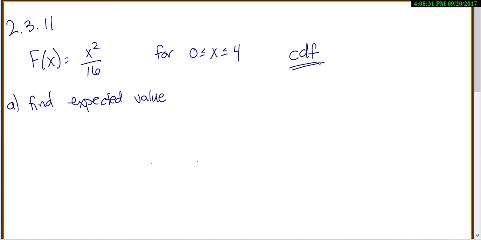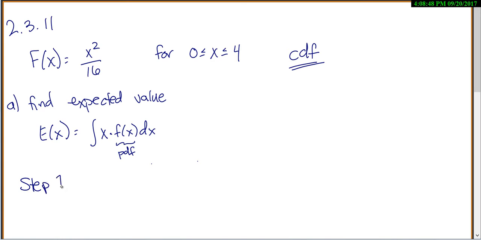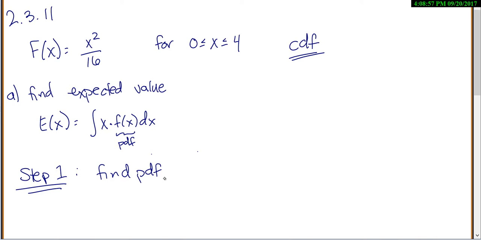So part A says find the expected value. And we know that expected value, or mean, or average, is always going to be equal to the integral of x times little f of x dx, where this little f of x is the PDF. But we don't have the PDF, we have the CDF. So first, step 1, we have to find the PDF. As far as this, you just have to memorize all the relationships.